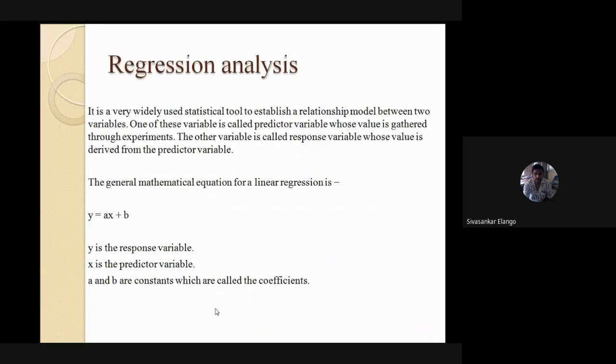So we have solved the autoregression problem even using regression analysis. You need to know how to work with regression analysis. For example, you need to identify the relationship between two variables. One is called the predictor variable, whose value is computed from the experiment, and the other is called the response variable, whose value is derived from the predictor variable. In simple linear regression, we have y equal to ax plus b, where y is the response variable, x is the predictor variable, and a and b are constants called coefficients.